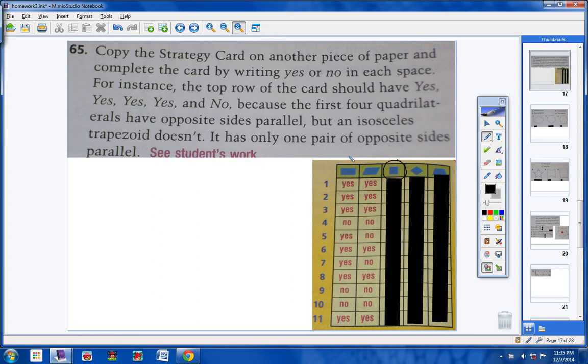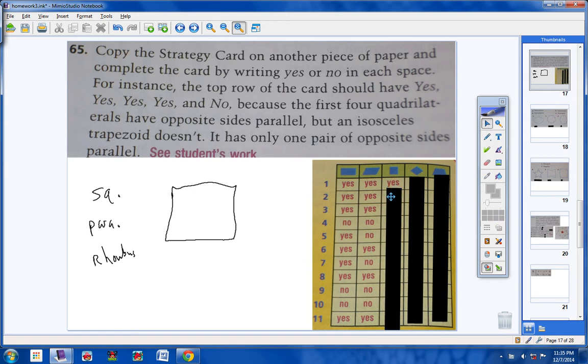So let's go ahead and draw our square here. Here's our square. And here we go. Question number 1. Opposite sides are parallel. Yes, because don't forget, a square is also a parallelogram, and also a rhombus. Okay, so yes, definitely opposite sides are parallel.